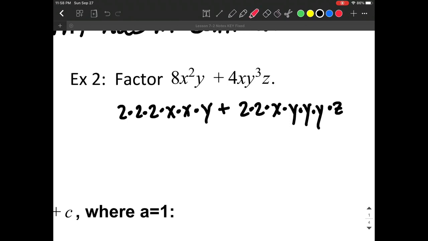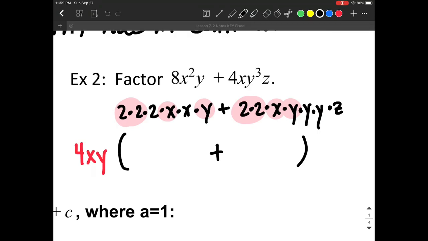Now I'm going to look for what they share in common. I have 2 2's in common, I have 1x in common, and I have 1y in common. So the GCF is those factors together. So 2 2's, 1x, 1y, which collectively gives me 4xy. That's my GCF. And then I write what's left in parentheses in those two terms.